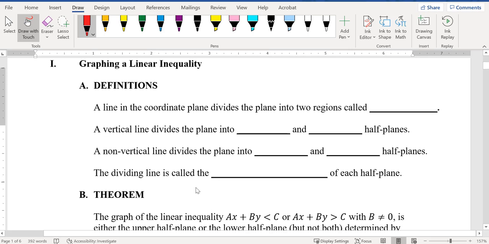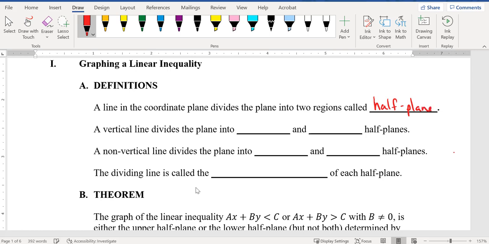Some definitions. A line in the coordinate plane divides the plane into two regions called half-planes. First vocabulary word is half-planes. A vertical line divides the plane into left and right half-planes, whereas a non-vertical line divides the plane into upper and lower half-planes. That dividing line is called the boundary line of each half-plane.